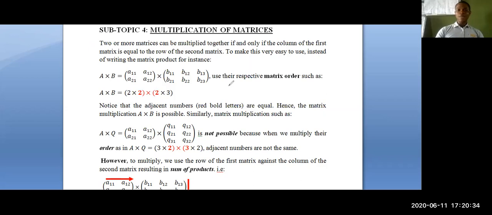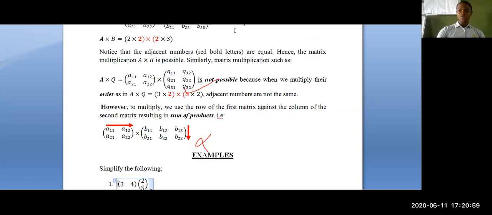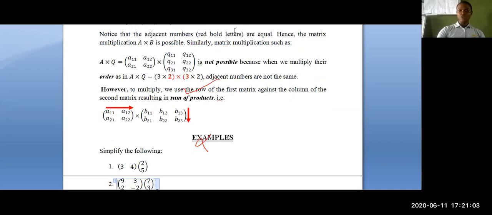Now, after you have been able to determine whether they are compatible under multiplication, the next thing you need to do is to go ahead and multiply those matrices together. Okay, here they are compatible, here for this one they are not compatible. So you now go ahead and multiply the matrices together. How do you multiply? In multiplying a matrix, you use the row of the first matrix against the column of the second matrix, or each of the columns of the second matrix.